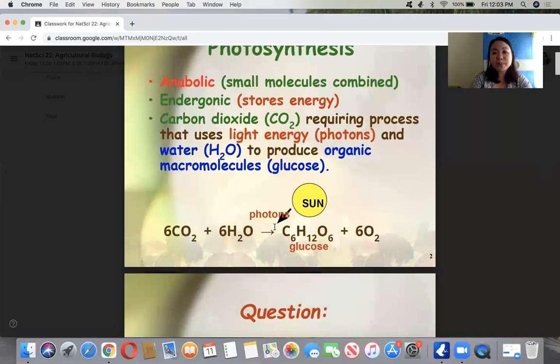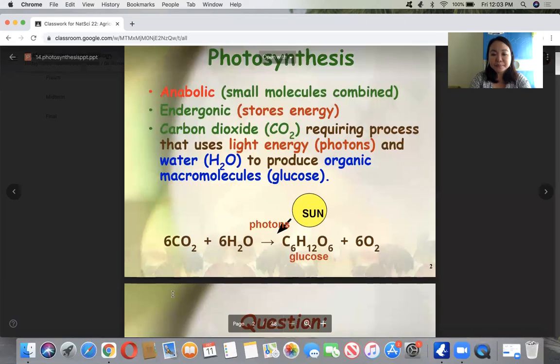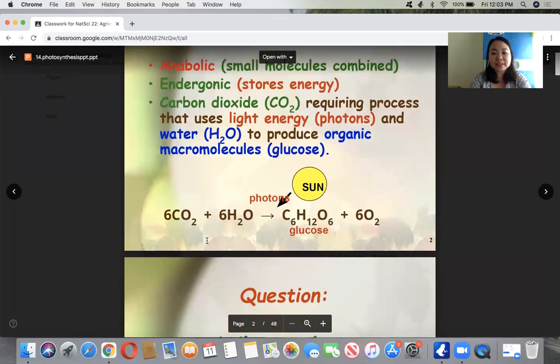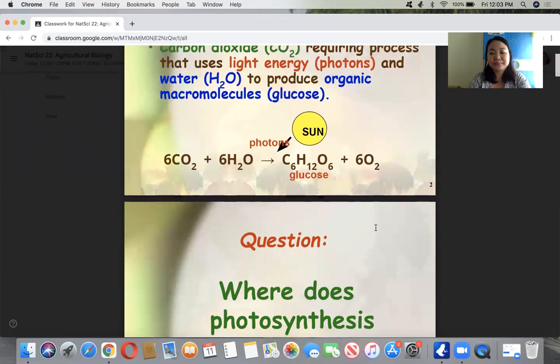So I hope you have already become familiar with the formula for photosynthesis, which is carbon dioxide with water in the presence of sun and chlorophyll in the leaves of plants to produce glucose, C6H12O6, with the release of oxygen.